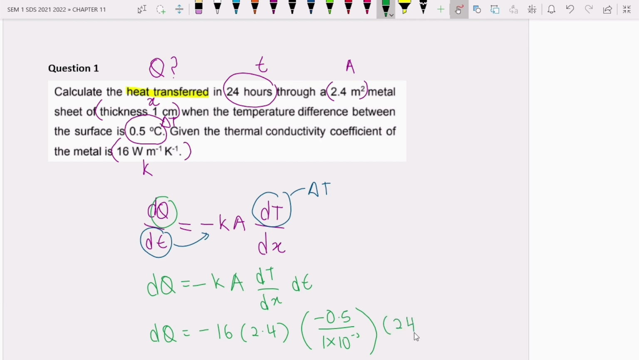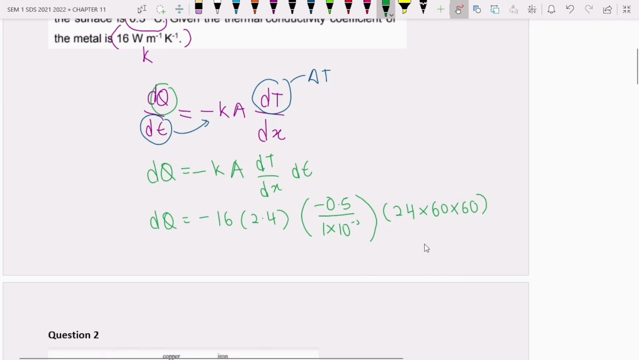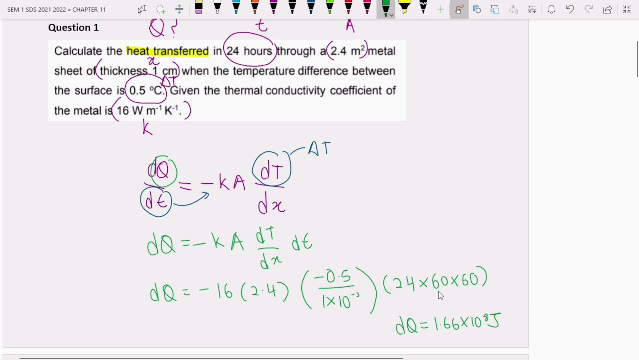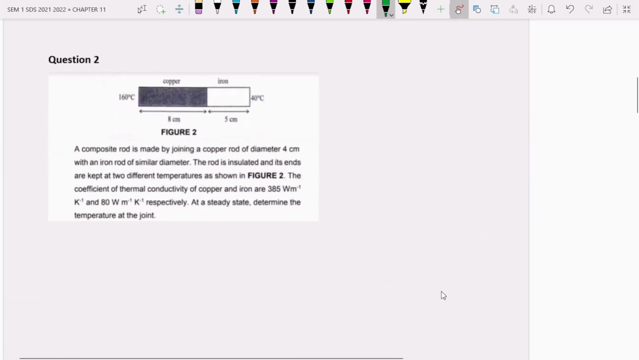We need to change it into seconds. So 24 times 60 times 60. We have 24 hours, and we know 1 hour has 60 minutes and 1 minute has 60 seconds. Now you press the calculator, you will get your heat transfer 1.66 times 10 to the power of 8 joule. Okay? So that's all for question 1. Let's proceed to question 2.